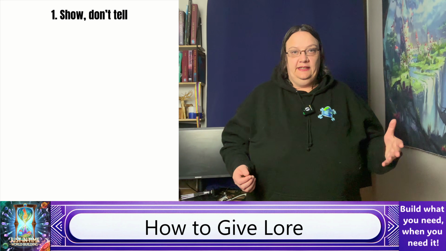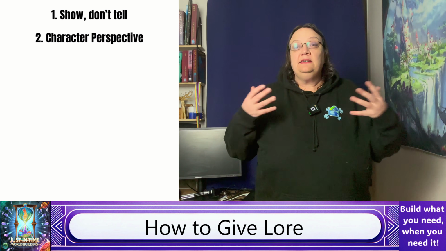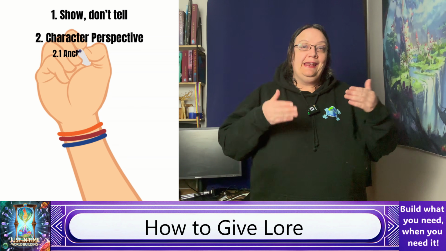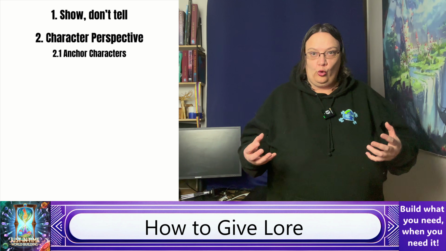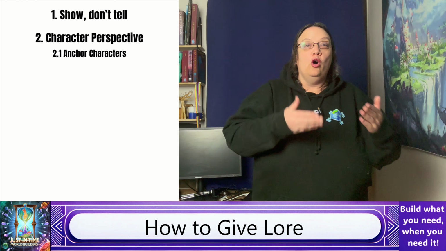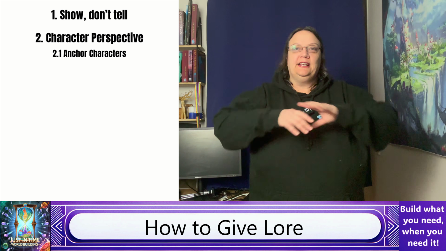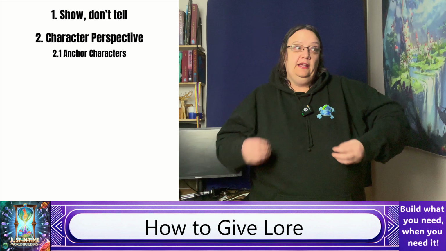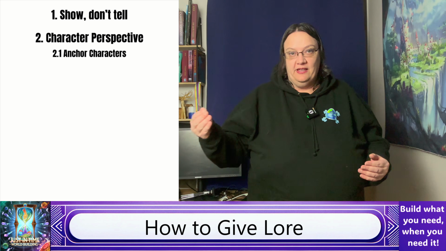The second technique, and it ties into showing, is character perspective. And that comes in 3 parts. First, you can introduce an anchor character, someone who's unfamiliar with a particular piece of lore. This allows that character to discover the world alongside the reader. And this doesn't have to be a farm boy who has no concept of anything. It could just be someone who is unfamiliar with this region's customs or this religion's myths.